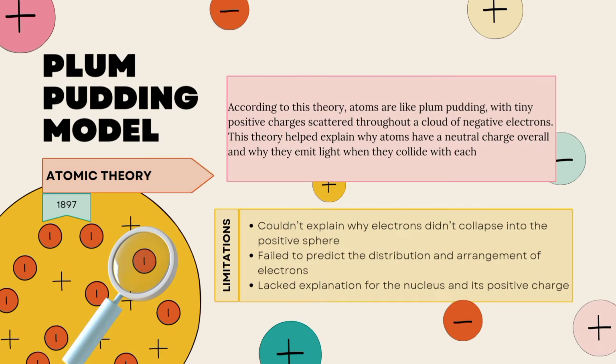Plum pudding model. According to this theory, atoms are like plum pudding, with tiny negative electrons scattered throughout a cloud of positive charge. This theory helped explain why atoms have a neutral charge overall and why they emit light when they collide with each other. Limitations: it couldn't explain why electrons didn't collapse into the positive sphere, failed to predict the distribution and arrangement of electrons, and lacked an explanation for the nucleus and its positive charge.